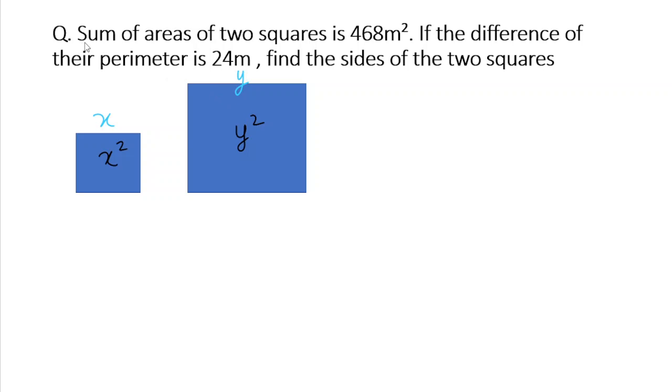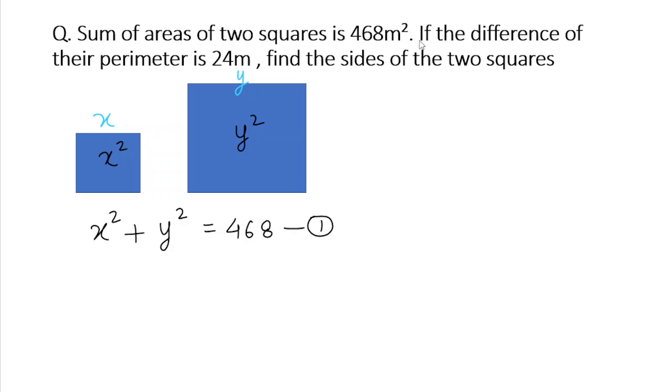Now in this question, it is given that the sum of areas of two squares is 468 meter square. So here we have x square, the area of the smaller square, and y square, the area of the bigger square. The sum of these two is 468. This is given to us in the question, so this is our first equation.